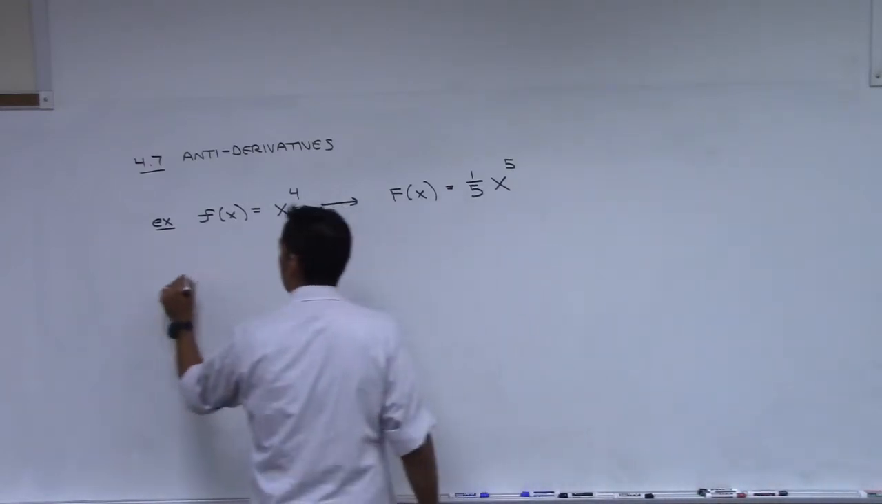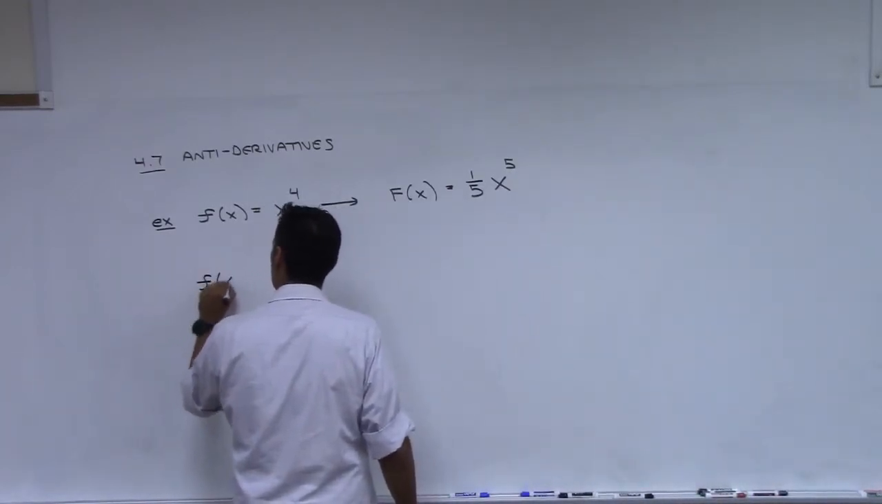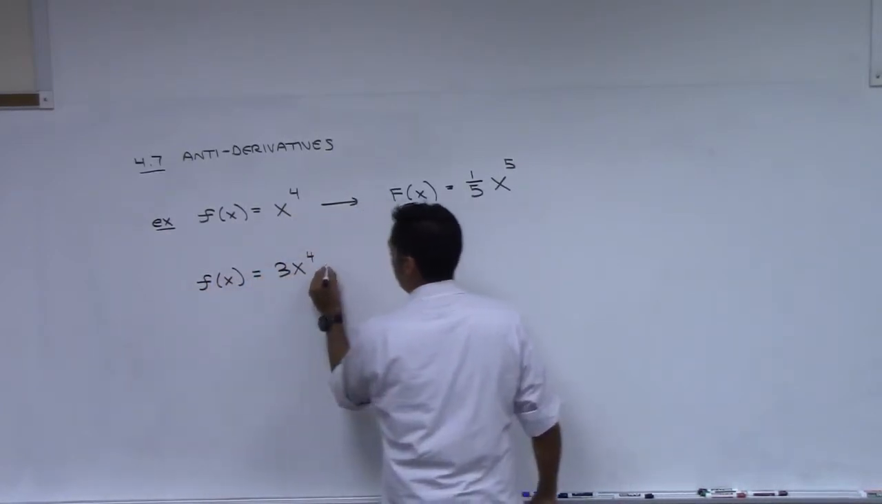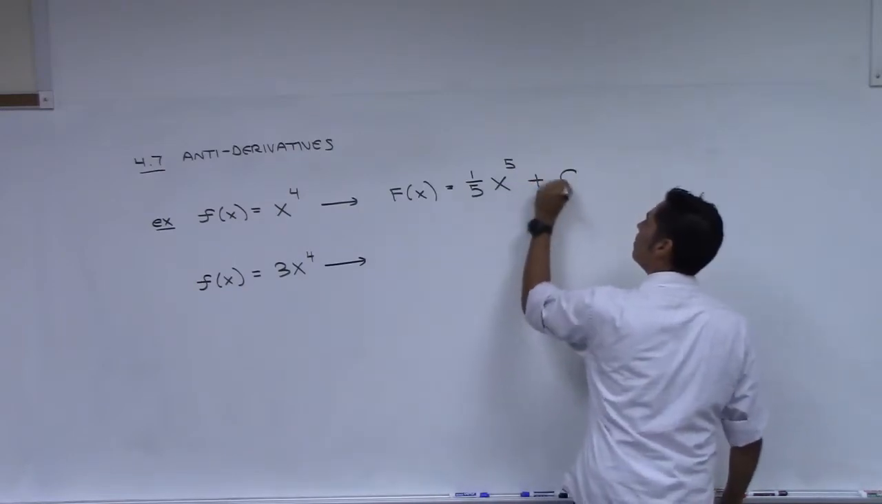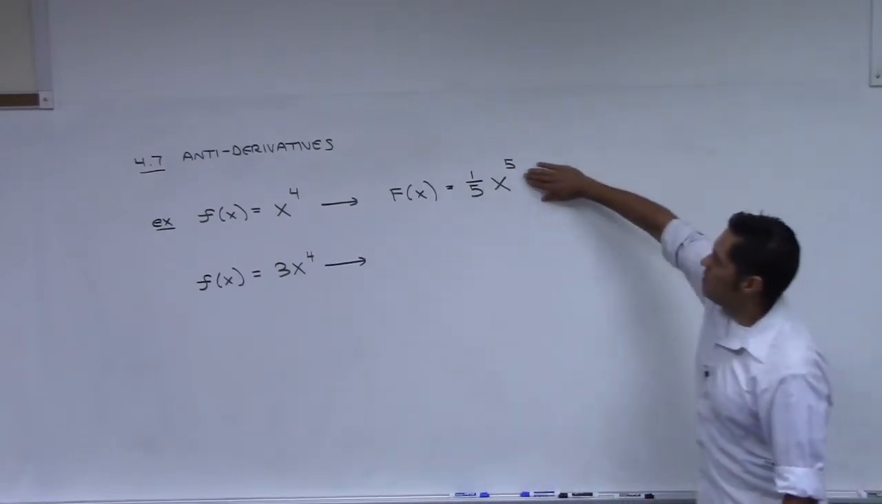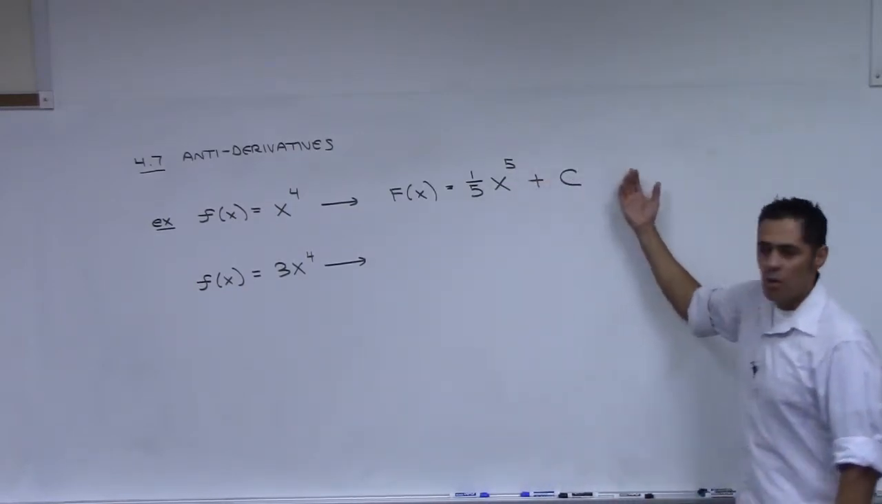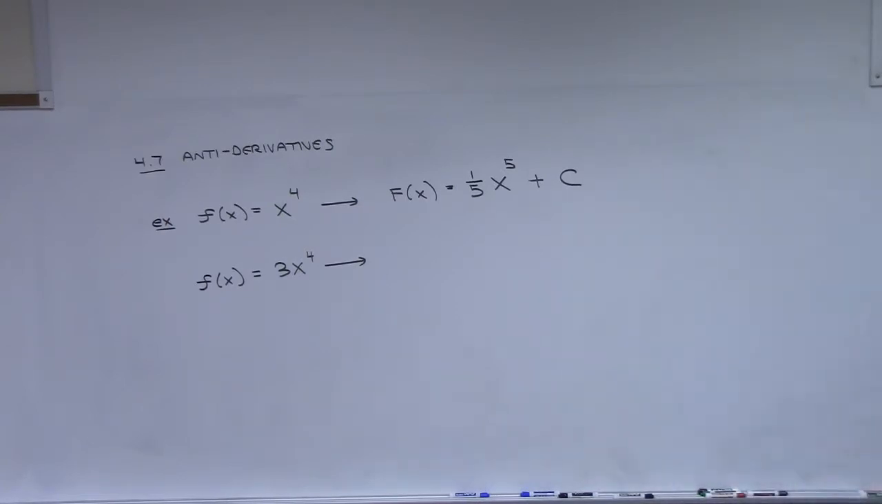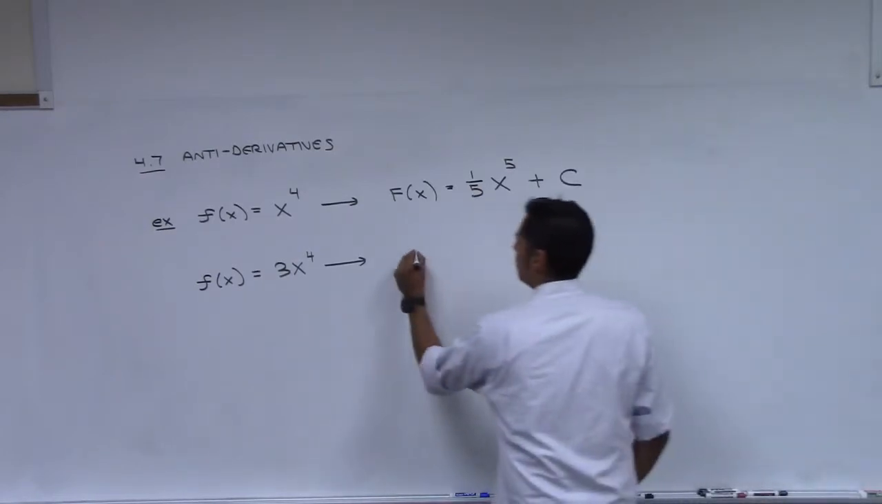So let's try something else. How would this change the problem if I put 3x to the 4th? Oh, I forgot plus c here. That is an antiderivative, but this gives you all of them, right? It's a general answer. Okay, so how does that 3 impact things?